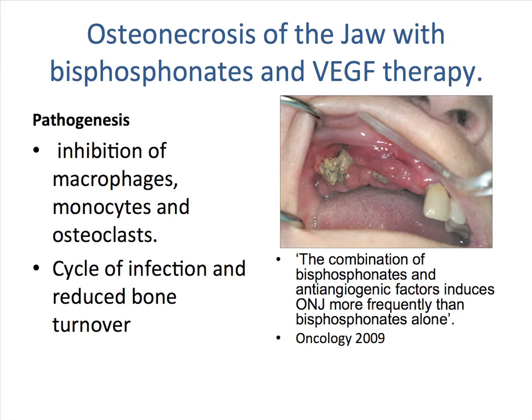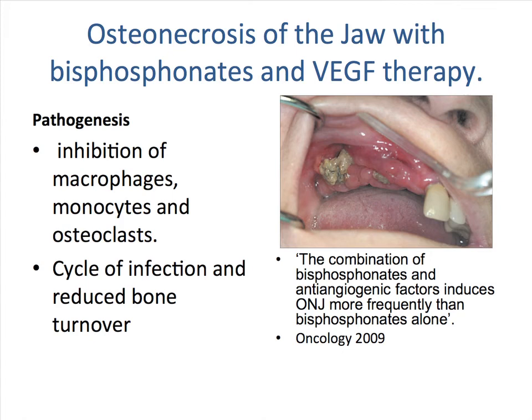I've got a couple of minutes left, and what I thought I would do is just talk very briefly about osteonecrosis of the jaw, because there is a lot of talk about it in the literature at the moment, and I'm just going to go on to this. This was a quote from Oncology, the last paragraph in their summary. The combination of bisphosphonates and anti-angiogenic agents induce osteonecrosis of the jaw more frequently than bisphosphonates alone. A very provocative statement, and one that concerns me.